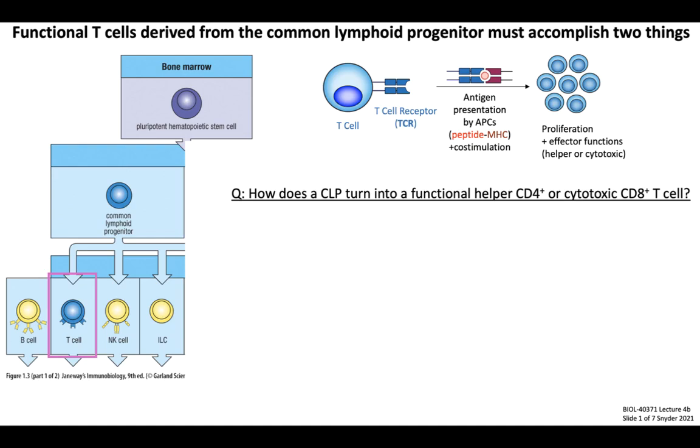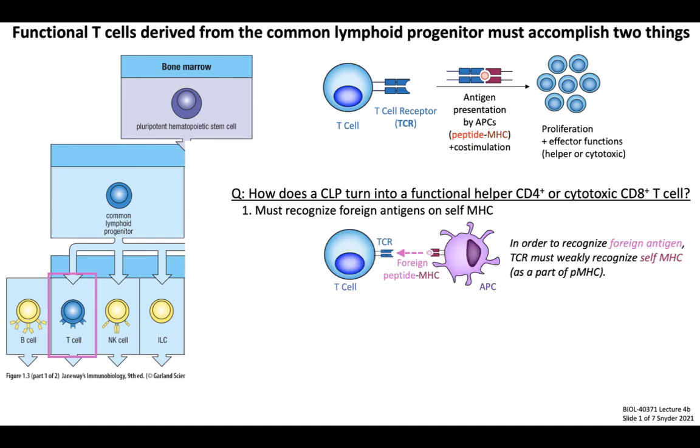The first question that we have today is, how exactly does a common lymphoid progenitor transition from a multipotent state to differentiate into a functional T cell? And we're going to answer that question today, but it's important to keep in mind that the functionality of a given TCR expressed by a T cell must be determined by two main selection criteria.